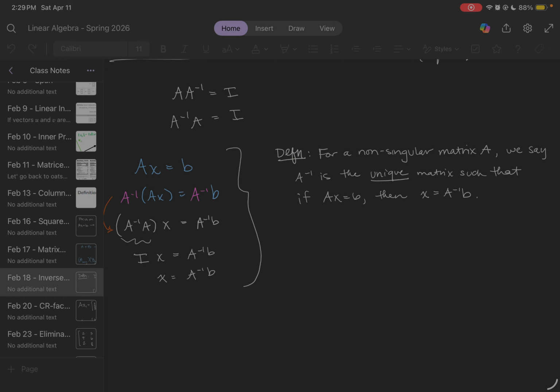Now, the main thing over here that you probably see is, what do you mean for a non-singular matrix A? Well, many matrices don't actually have inverses.